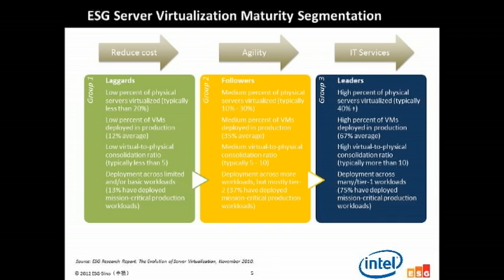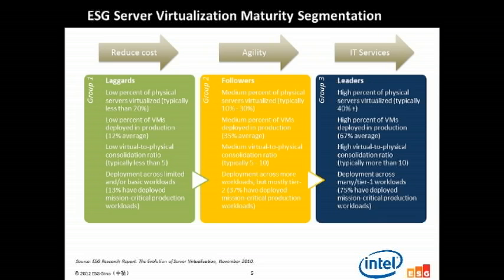Group 3, we call the leader group. Typically, it has a high server virtualization percentage, with more than 40% of physical servers already virtualized and 67% of VMs in the production environment. The VM density is more than 10. There are 75% deployed in mission-critical production workloads. This group is moving from efficient IT services into cloud computing.